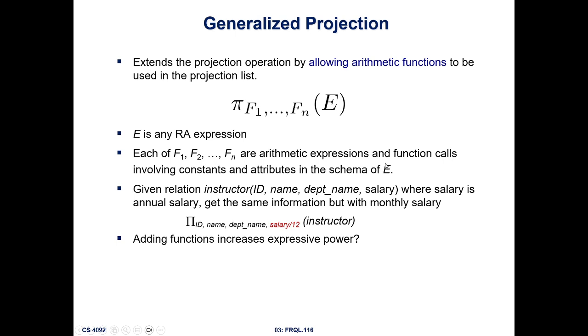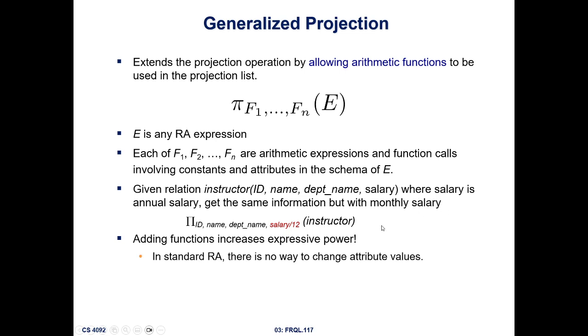In general, a projection is where we push arithmetic functions onto a list of items inside of our attributes or any type of expression that we have here. For instance, in our example here, if we have a relation instructor with these attributes where salary is the annual salary, we can get the same information but with a monthly salary. So this is a generalized projection where we say, go ahead and get the ID, name, and department, and then have the salary divided by 12 to get that monthly one. So this helps with expression power and ensuring that we can get more complex relations from there as well.